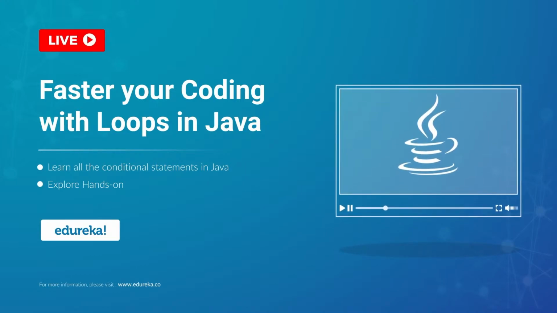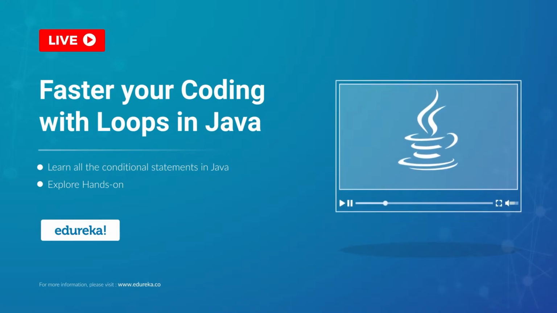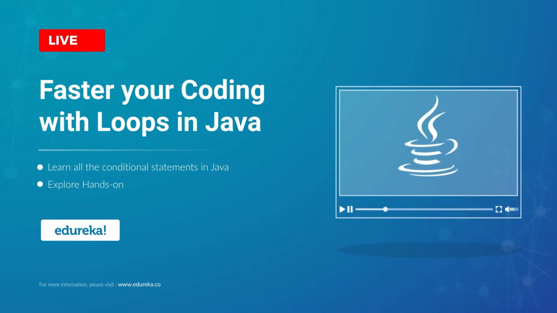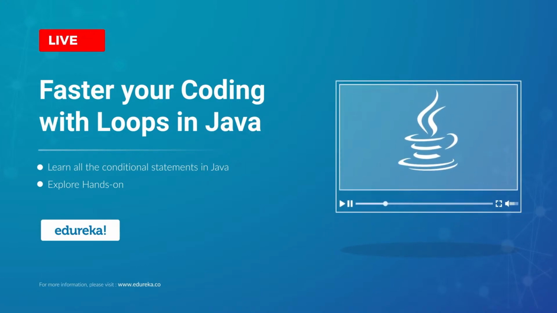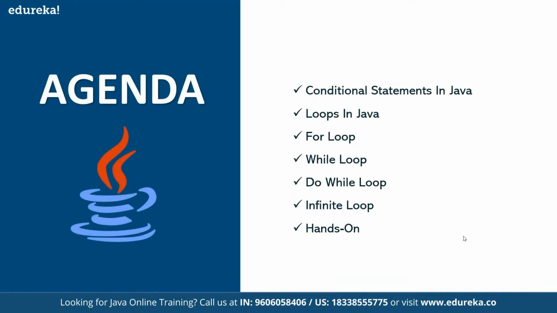So the topic of today's webinar session is how you can speed up your coding with loops in the Java programming language. All right, guys, let's get started with today's agenda. As part of today's learning session, we'll look at the conditional statements in Java and how to write a conditional statement. We'll also look into the loops in Java. Coming to loops, we have for loop, while loop, do while, as well as infinite. We'll look into all these kinds of loops, and we'll also look into a demonstration of how we can implement these statements in the Java programming language.